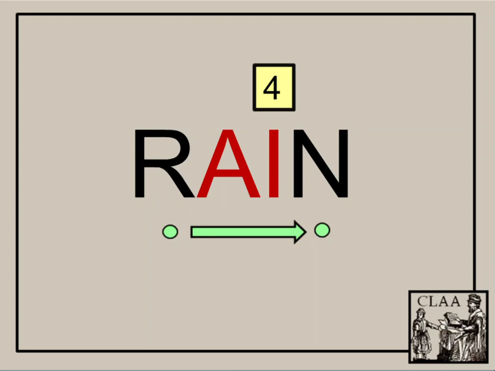In this word, we learn a fourth digraph with the letter I. Here we have the digraph AI. The digraph AI makes the sound of the classical A. Let's read this word together. Rain, rain. The digraph AI makes the sound of the classical A.